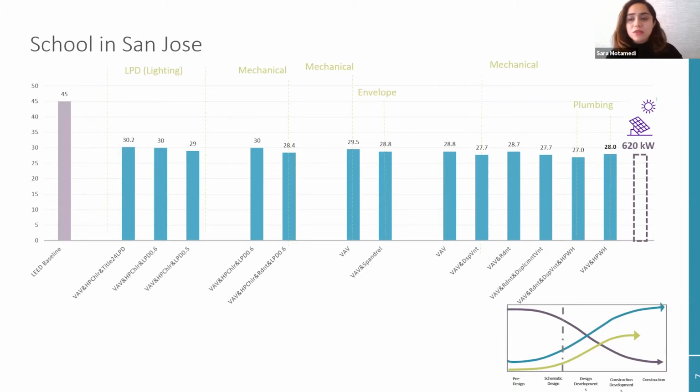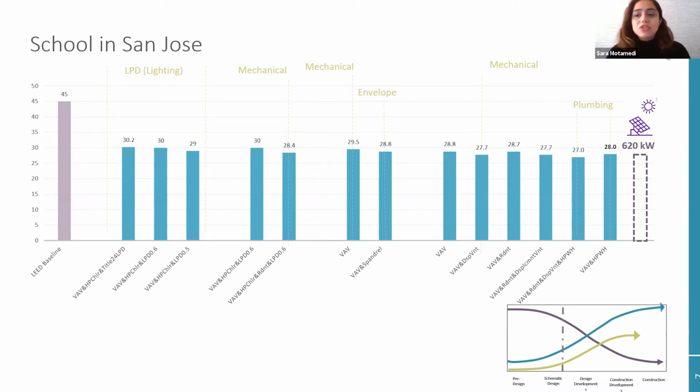And then we repeated the scenarios again. We considered spandrel panel, then displacement ventilation, radiant system, and this combination of radiant and displacement. Then we considered a heat pump hot water system for them. And then at the end, we proposed how many PV panels they need in order to offset the whole energy, because they wanted it to be net zero.